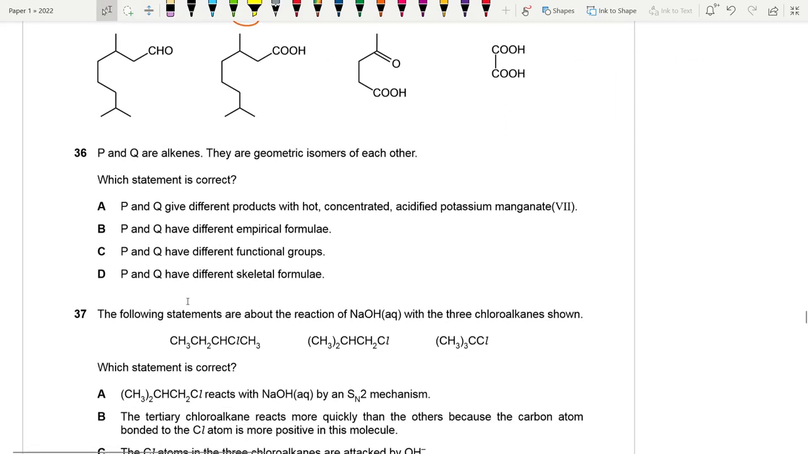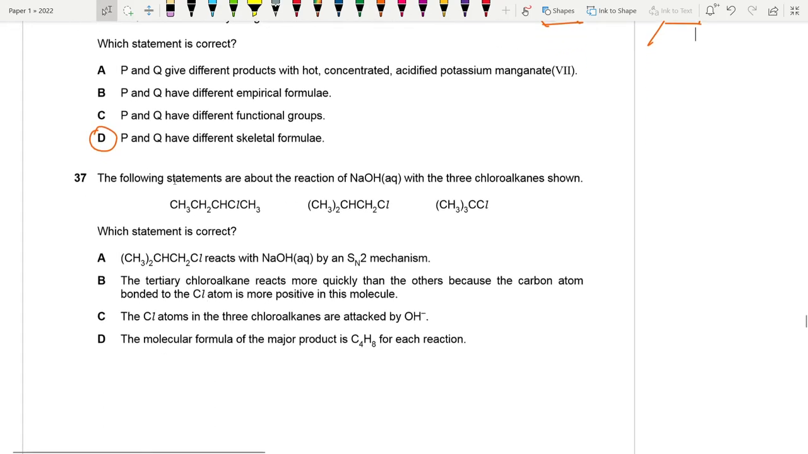36. P and Q are alkenes. They are geometric isomers of each other. P and Q give different products with... not really. So what's the difference between geometric isomers? Try to understand. They're molecules with the same structural formula but different spatial arrangement of atoms. They have the same empirical formula and the same functional group. So what's different? The spatial arrangement of atoms, or we can say it's the skeletal formula. Check this out. This is cis-butene. This is trans-butene. Get it? The others are the same.